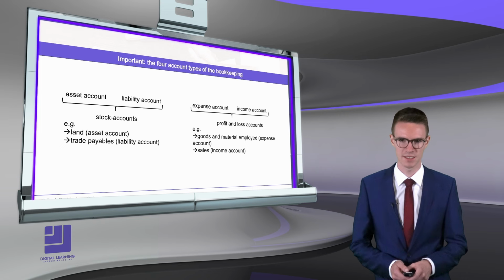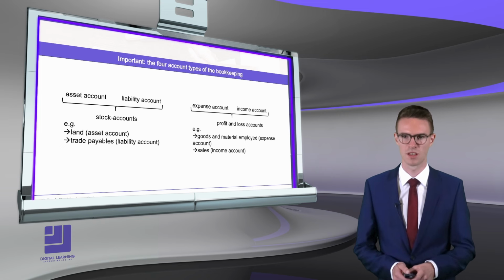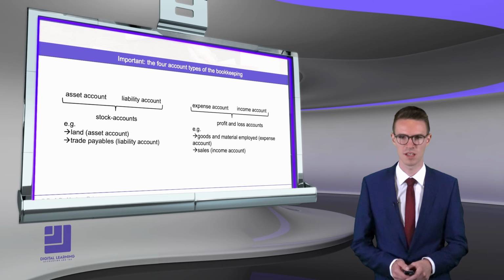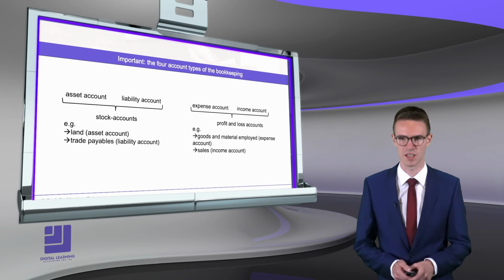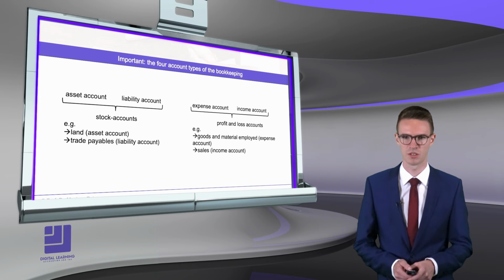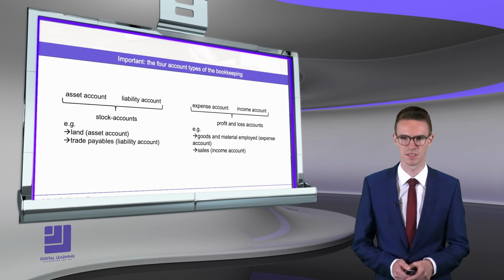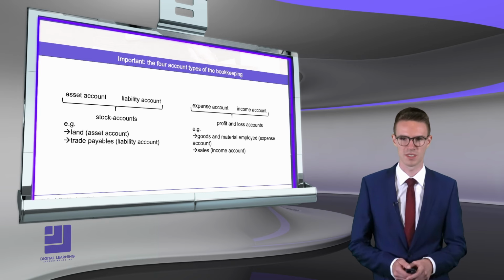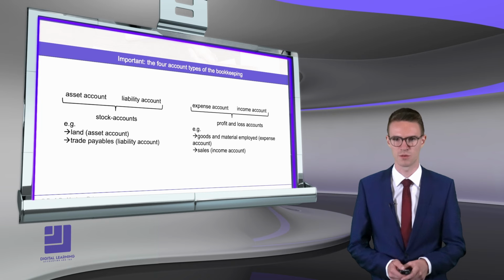On the other hand, the profit and loss accounts with expense accounts and income accounts. For example, goods and materials employed or sales. On the following slides, we take a closer look at the 4 account types and their structure.